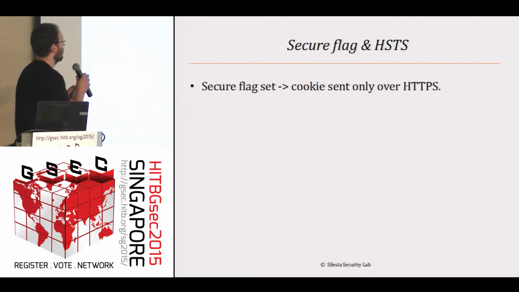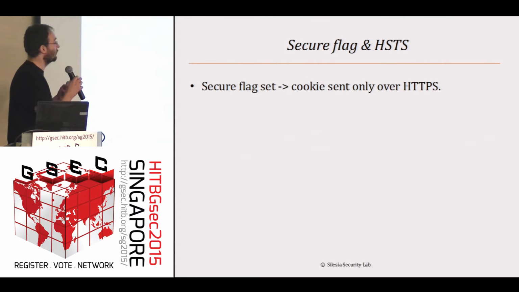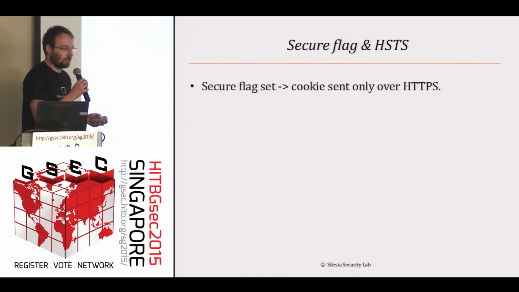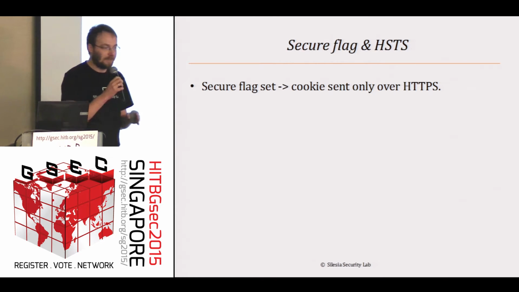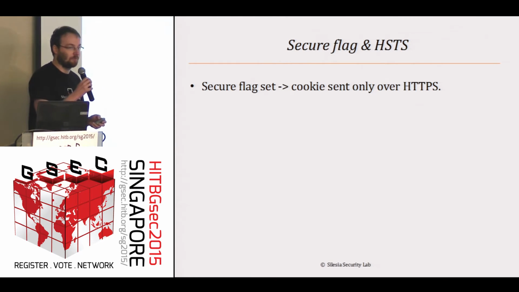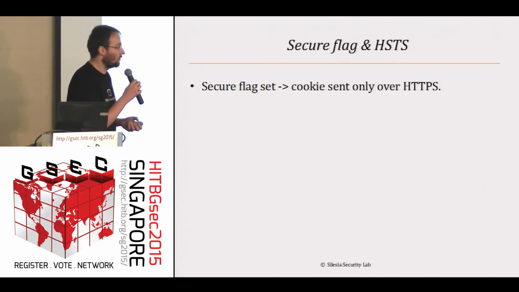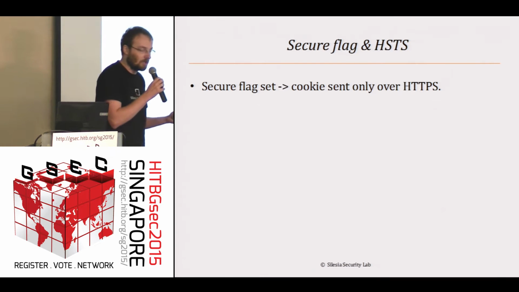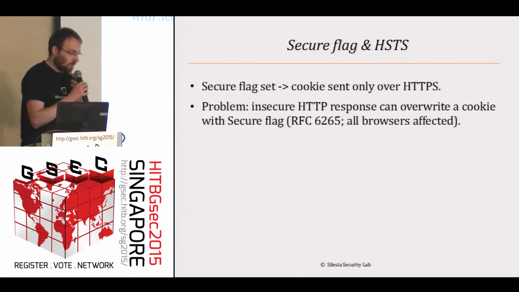What's the reason? Let's start from the basics. We use the secure flag because we want to be sure that our cookie will never be disclosed over insecure HTTP. If this cookie has the secure flag, then it will only be sent over secure HTTPS. That's the reason why our authentication cookie, or any other cookie actually, should have this flag.